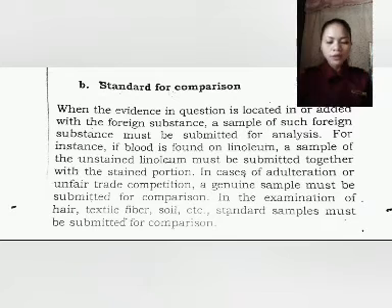So standard of comparison, this is the time that it should be submitted for analysis. Those samples and the genuine sample must also be submitted for comparison, and those samples must be realistic.